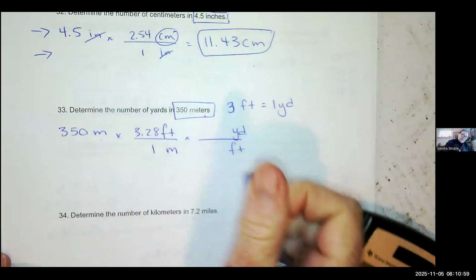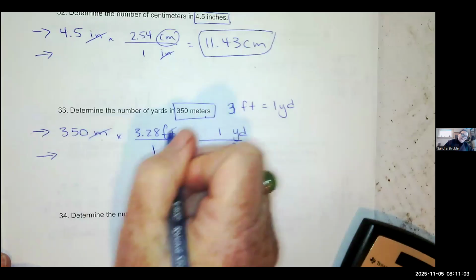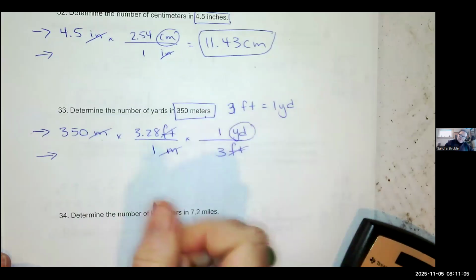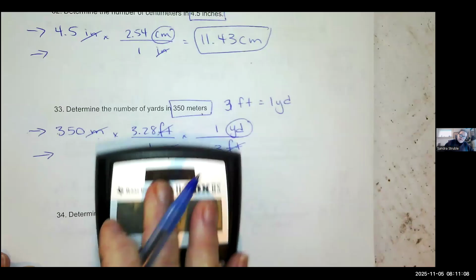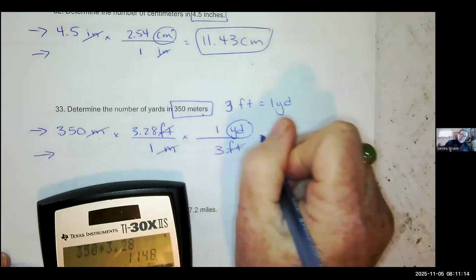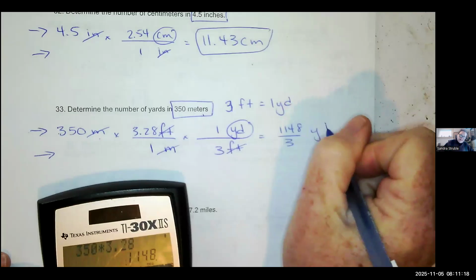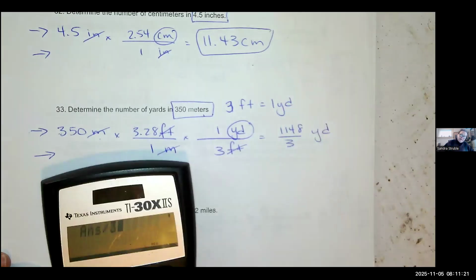Multiplying straight across, your meters are gone, your feet are gone, you're left with yards. 350 times 3.28 is 1148, divided by 1 times 3, which is 3, and this is yards. We just need to divide by 3, and we get 382.67.